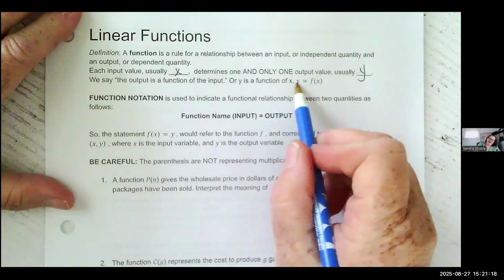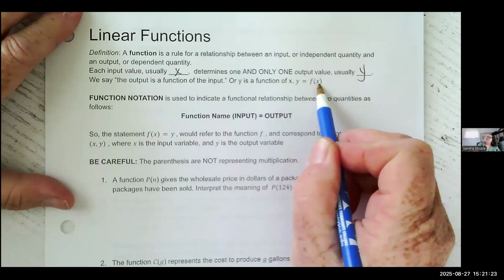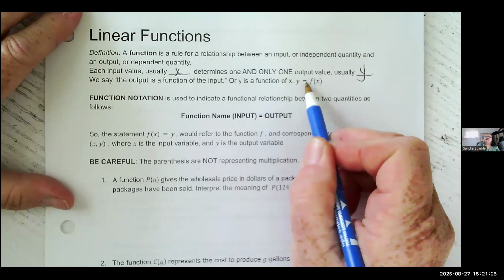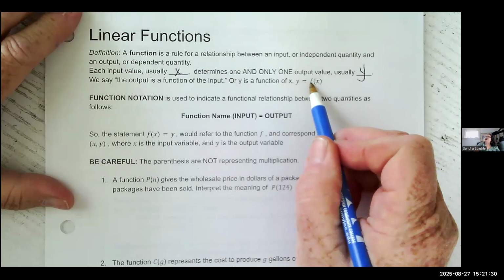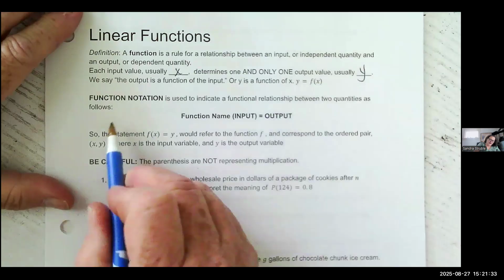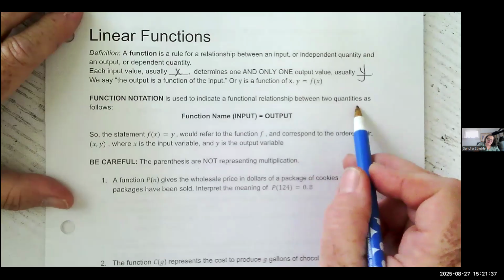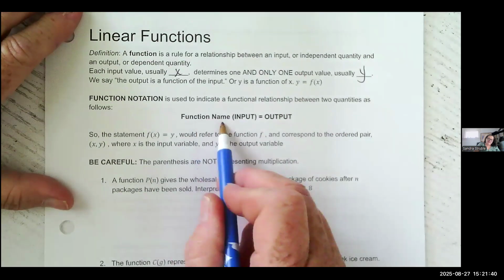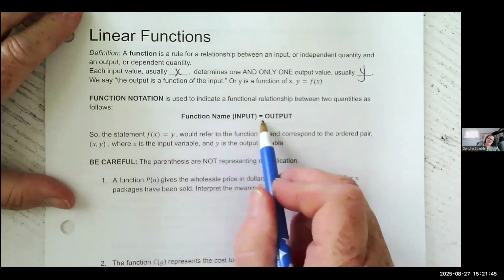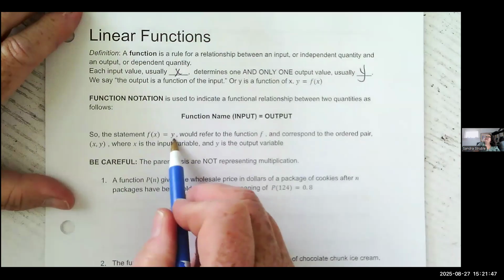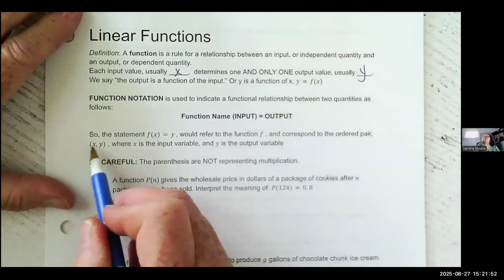So this is read as Y equals the function of X. This is not multiplying F times X. This is a representation that Y is truly a function of X. This is how it's said. Function notation is used to indicate a functional relationship between two quantities. So the function name, in this case F, the input is X, is equal to the output, in this case Y, would refer to the function F corresponding to the ordered pair X, Y.